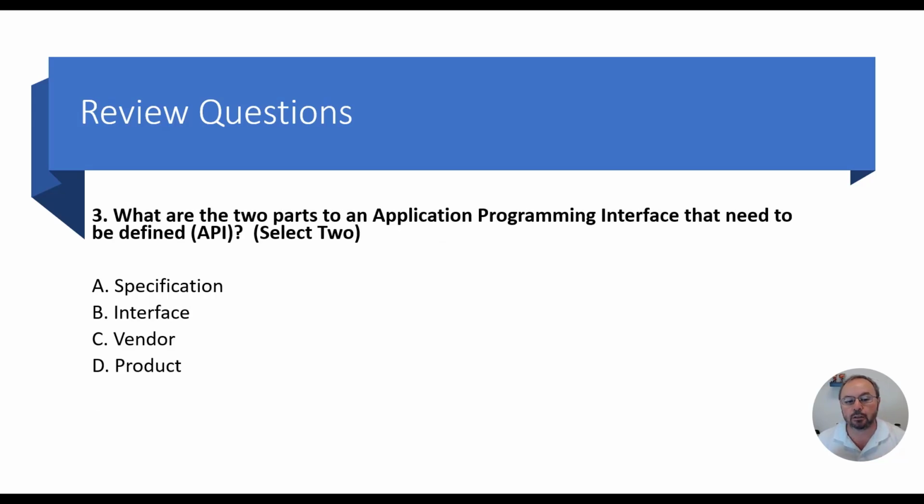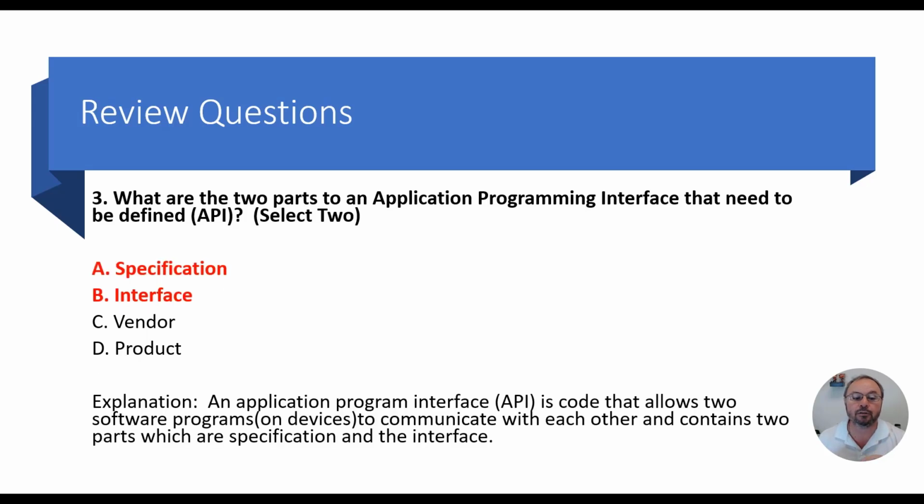The third one is around APIs. What are the two parts to an API that need to be defined? Now, sometimes there's 3, possibly 4, depending on the type of APIs. But again, we're not developers here for the Data Plus exam. We want to know these 2. That would be the specification and interface. Generally, the vendor and the product would not be something we'd have to define from our end. This is defined automatically when we connect to what is called the endpoint, the specification and the interface itself.